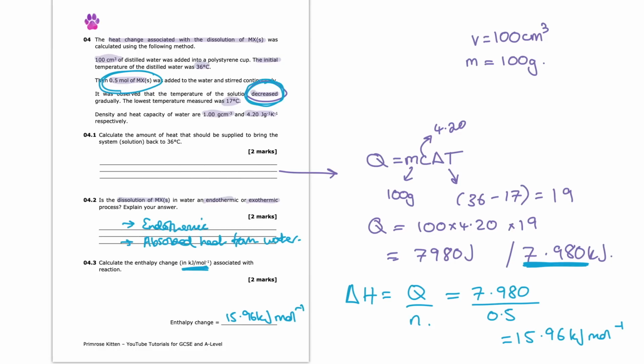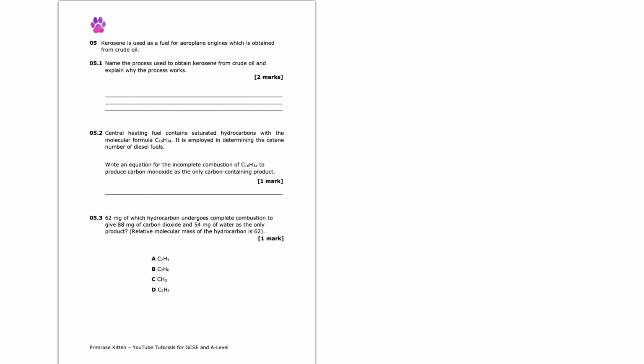Let's have a look at the next question then. Okay, so this one talks about kerosene. We're told it's used as a fuel for aeroplane engines, which is obtained from crude oil. Okay, so we're asked to name the process we use to obtain kerosene from crude oil and explain why the process works. Now, this is a process that you should be familiar with even from GCSE, okay? It's quite a commonly talked about process. And the process which does separate kerosene as well as other fractions from crude oil is called fractional distillation.